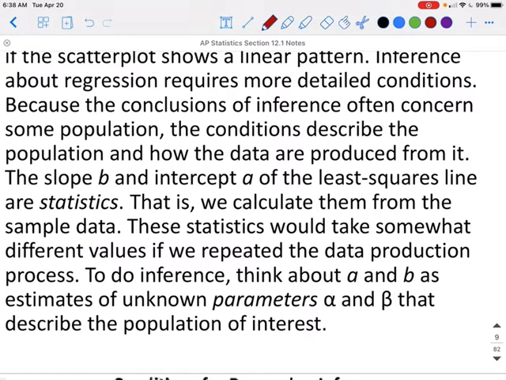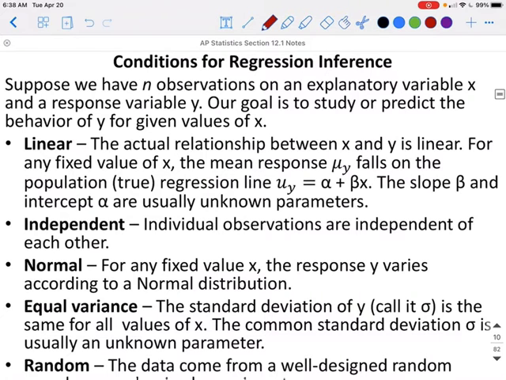The slope b and the intercept a of the least squares line are statistics. That is, we calculate these from the sample data. These statistics would take somewhat different values if we repeated the data production process. To do inference, think about a and b as estimates of unknown parameters, alpha and beta, that describe the population of interest.